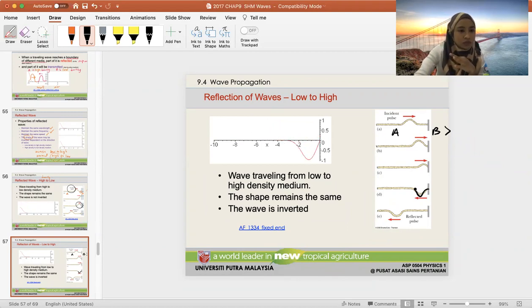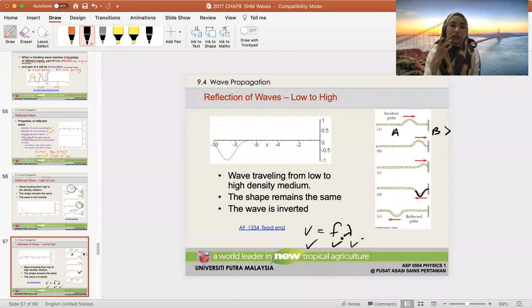Wavelength. Okay, wavelength, speed, frequency. Sama. Maintain. F lambda.